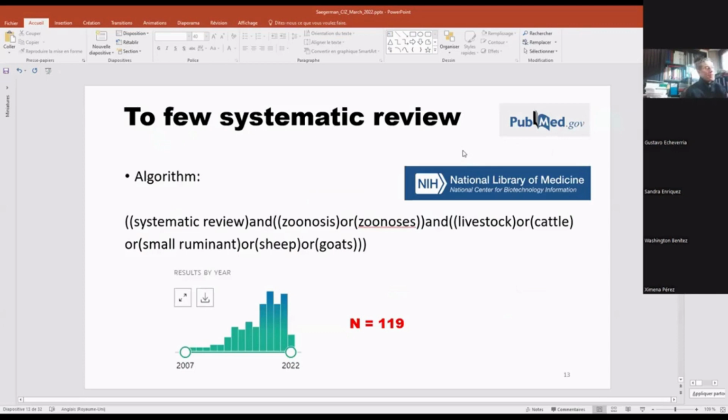But not forget the fact that you need to be critical for this. And for example, you have very few systematic review, or in terms of evidence-based, systematic review is very important. And you find here, for example, for this algorithm, systematic review and zoonosis and or zoonose and livestock or cattle, small ruminants or sheep and goats, you find only more than 100 different papers about this for a long period of time. It's very few in comparison with other type of systematic review not dedicated to zoonosis, but disease like this.